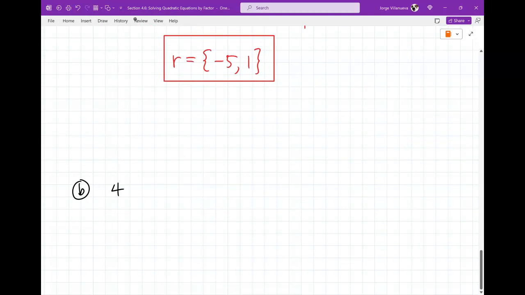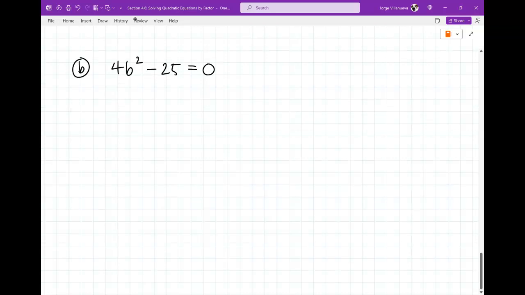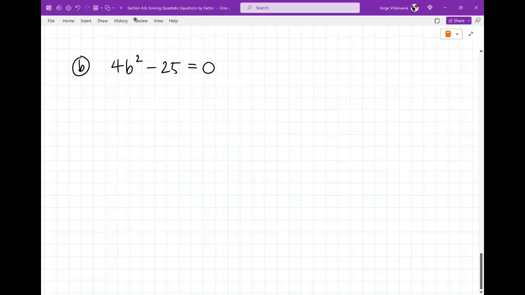We'll do 4b squared minus 25 equal to 0. All right, so looking at your factoring flow chart, very first question is, does it have anything in common? No. Is it 4 terms? No, it's only 2, right? So is it 3 terms? No, because I just said it's only 2. So you go to the binomial. Is it a binomial? 2 terms?